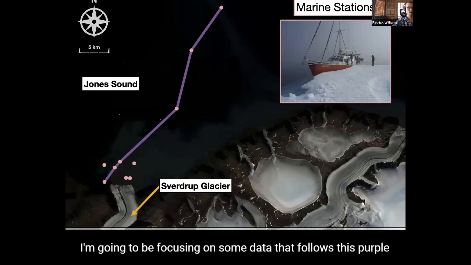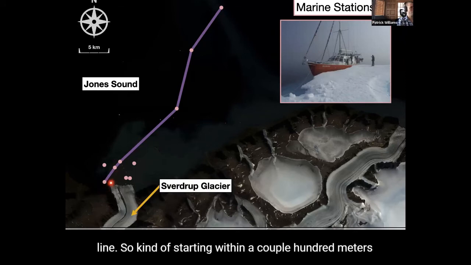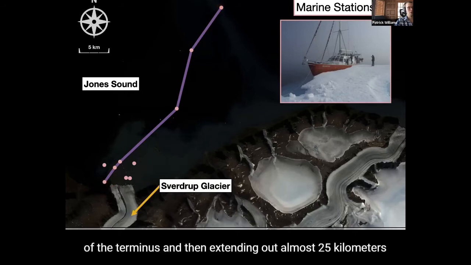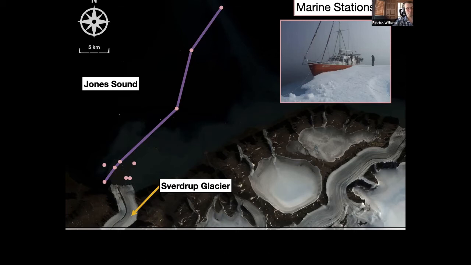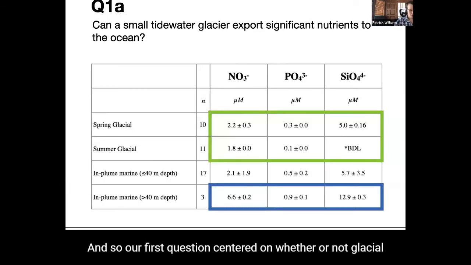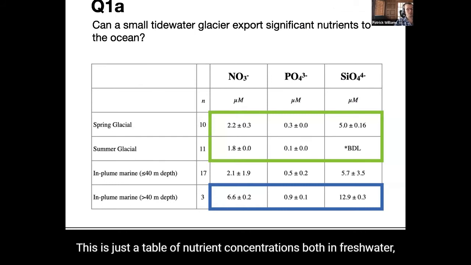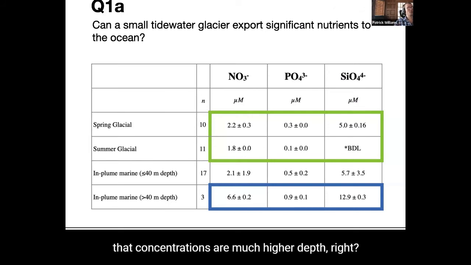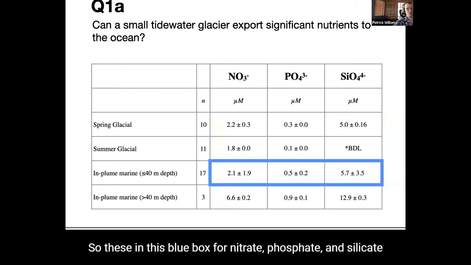And today, I'm going to be focusing on some data that follows this purple line. So kind of starting within a couple hundred meters of the terminus and then extending out almost 25 kilometers into Jones Sound. And so our first question centered on whether or not glacial melt is directly contributing nutrients to the ocean. This is just a table of nutrient concentrations, both in fresh water, so in green, and then marine water below that. And you can see that concentrations are much higher at depth, right? So these in this blue box for nitrate, phosphate, and silicate.